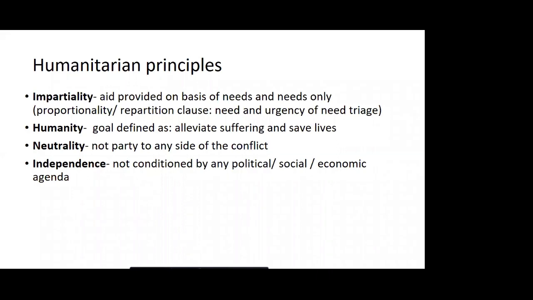And it relates to this repartition clause that there's a triage. So the urgency of the need is supposed to be the guiding principle of who gets the support and who gets it first. Then there's the humanity, where we look at what's the ultimate goal and what's the reason why we're supporting a population. And in a humanitarian setting, it's about saving lives and alleviating suffering.